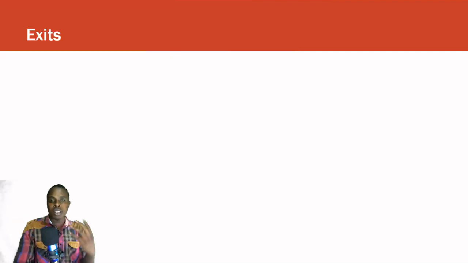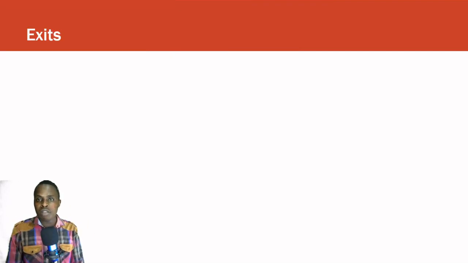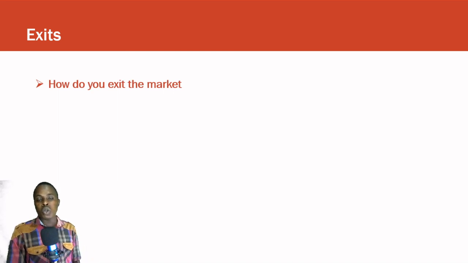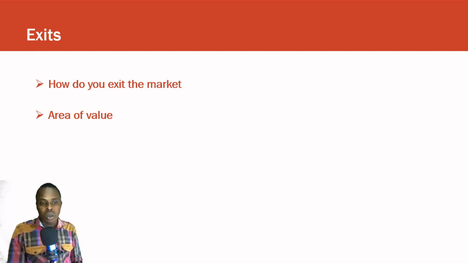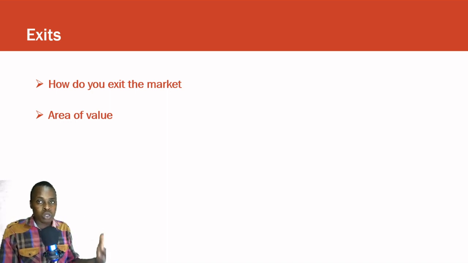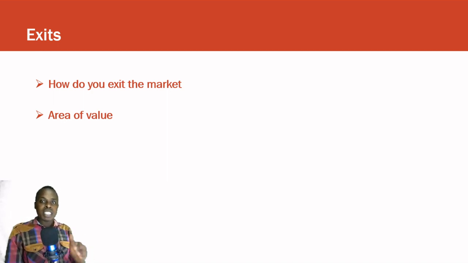Now let's talk about the exits, right? This is the last part of the framework. The exit is what tells you when to exit. How do you exit the market? The two ways that you can do this are, number one, using area of value. Number two is sticking to your risk to reward ratio, right? So maybe you have a trading plan that says you cannot afford to lose more than 20 pips. So maybe that's when you use risk to reward. But the best way of doing this is using area of value. So let me show you an example of how this works.